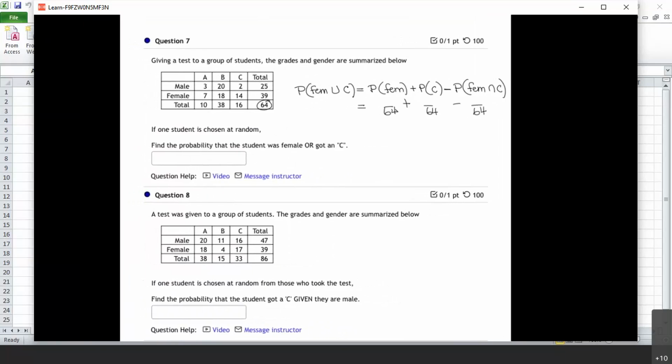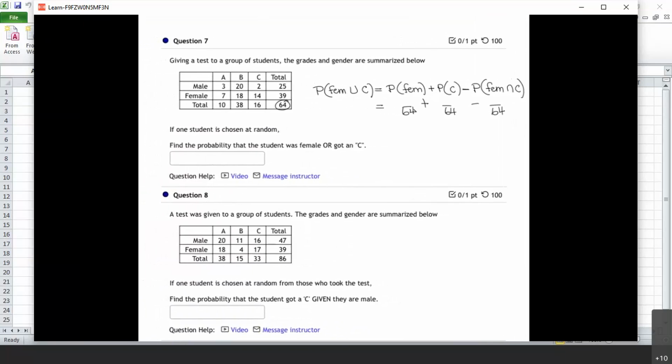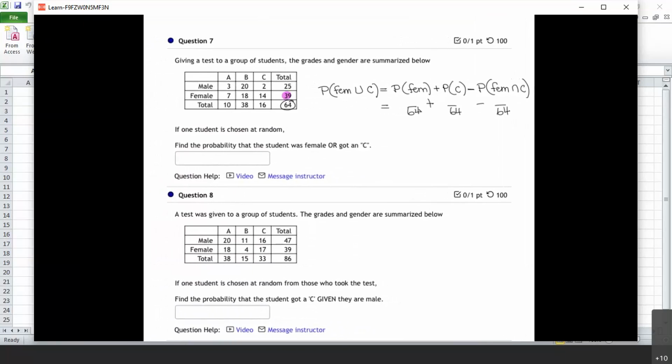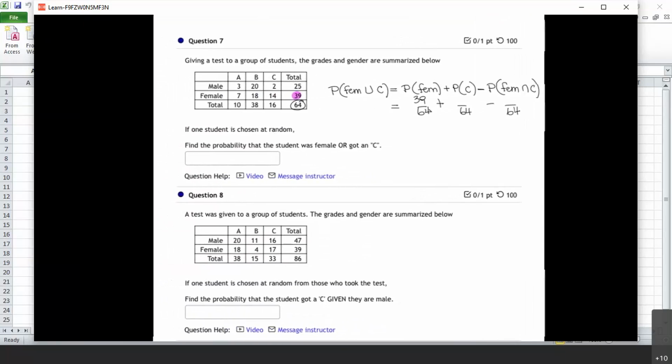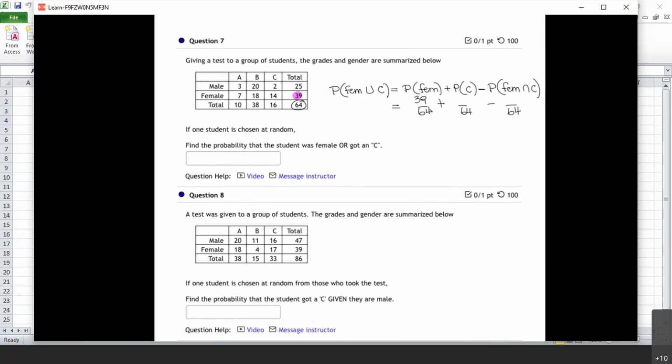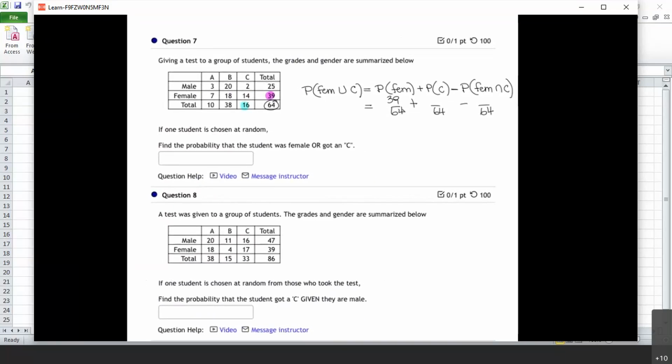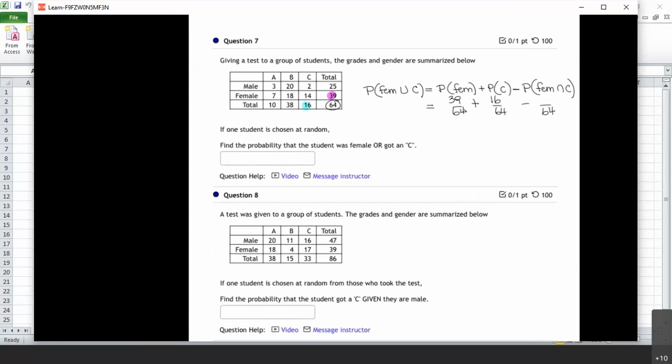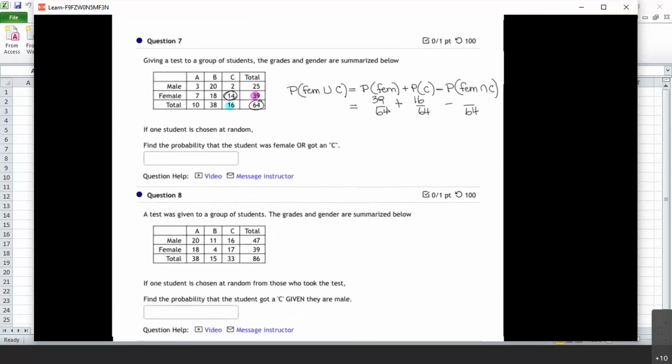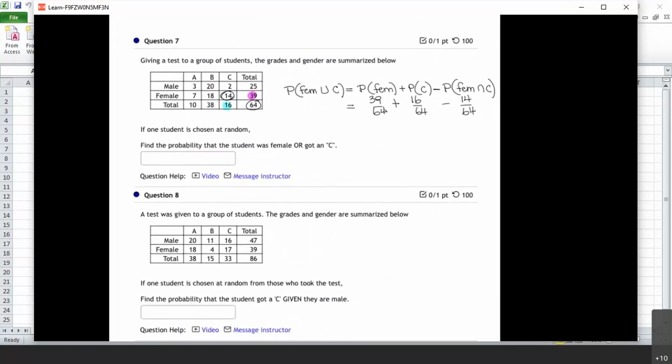And then I just have to pick the right numerators. So I find the total number of women is 39. The total number of people who got C's, that is 16. And then the women who got C's are these 14 people right here. So it's more of an exercise in being able to read the table correctly, and then remember how to add and subtract fractions. Just add and subtract quantities in the numerator.